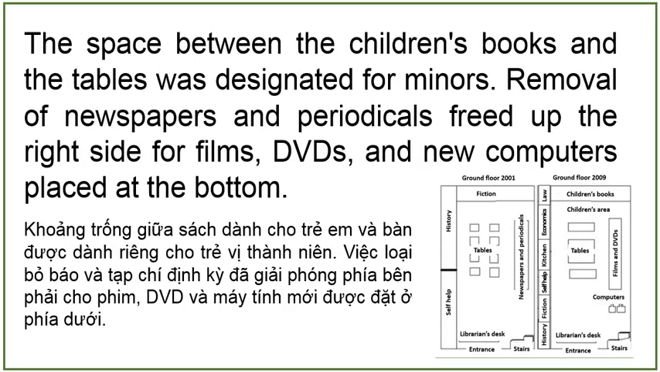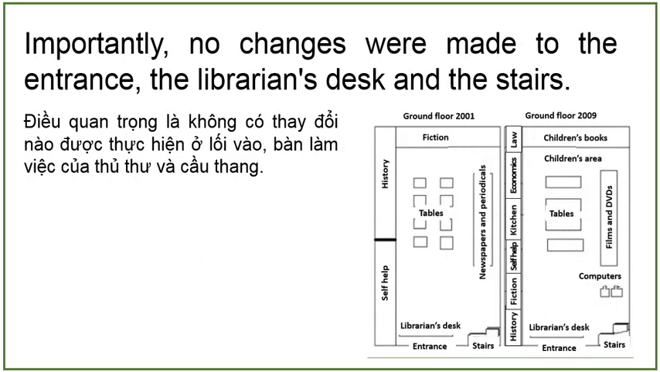The space between the children's books and the tables was designated for minors. Removal of newspapers and periodicals freed up the right side for films, DVDs, and new computers placed at the bottom. Importantly, no changes were made to the entrance, the librarian's desk, and the stairs.